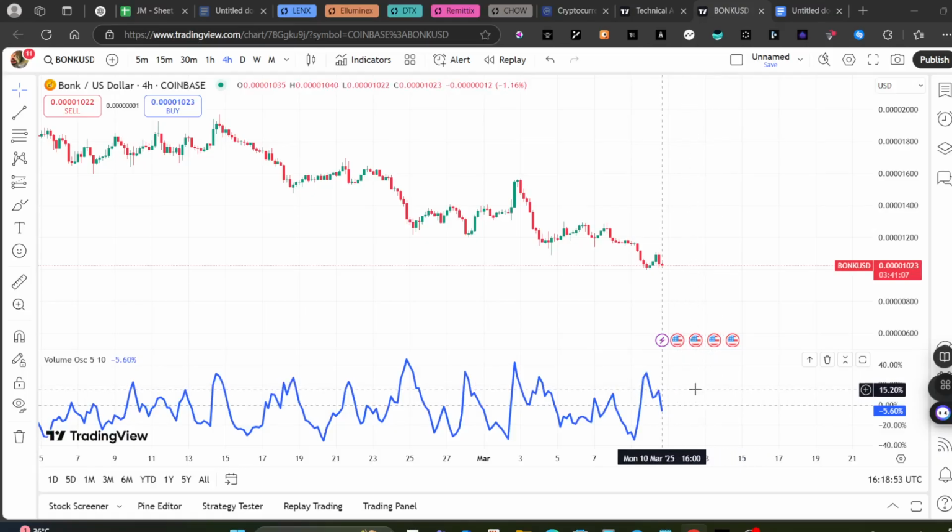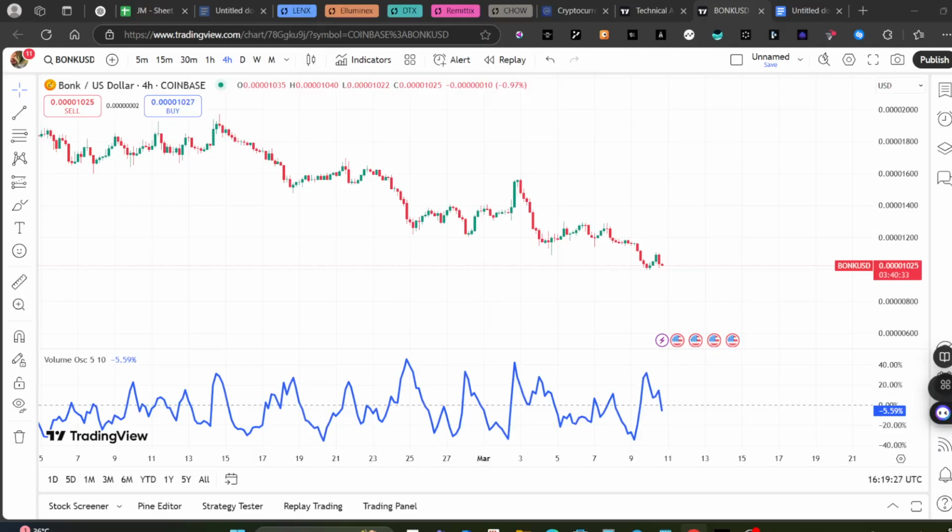Now, when the oscillator is positive, it means short term volume is higher than long term volume, signaling strong market participation. On the other hand, when it is negative, you can see that there is a bar here, a midpoint. Above this middle line is positive territory, below the middle line is negative territory. So when the indicator is in the negative territory, it means that volume is drying up, which could indicate weakening momentum.